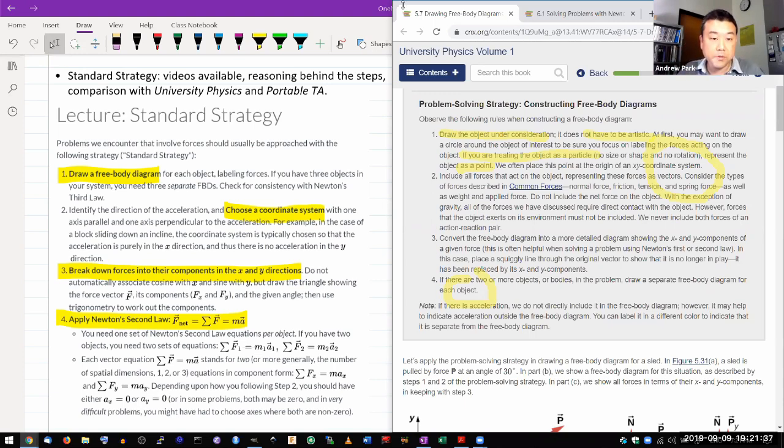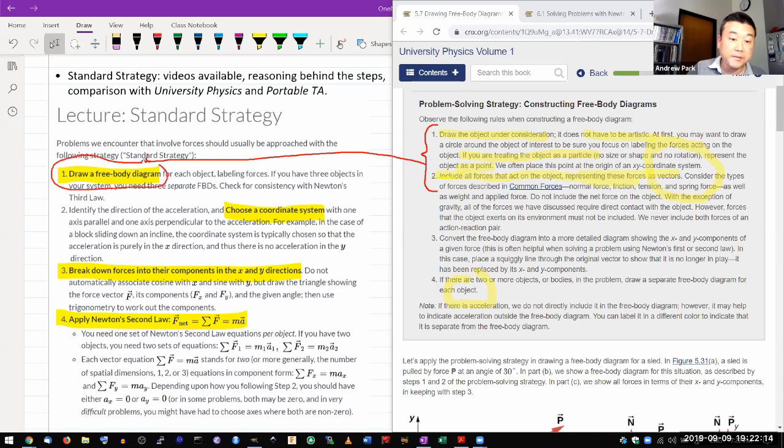Step number 2 here says, include all the forces that act on the object, representing these forces as vectors. Those are the arrows that I was drawing on the free body diagram. And these 2 steps that are outlined here correspond to our step number 1, drawing a free body diagram. It's kind of difficult to describe all the things that should be going on in writing. That's why you have a few videos, including the videos from last week, that illustrate the process for drawing a free body diagram.